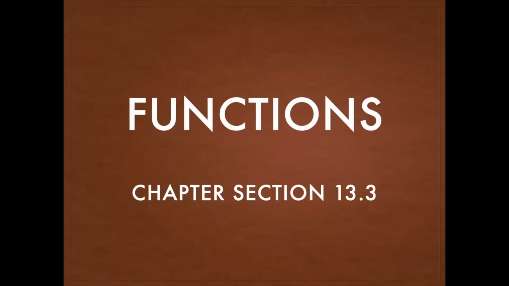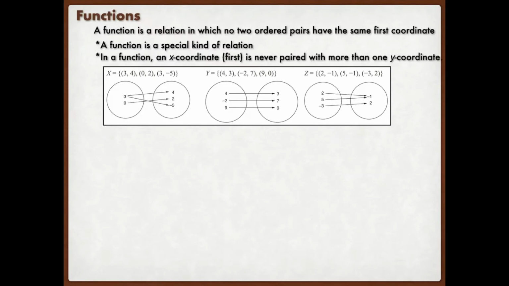Now let's talk about functions. So a function is a relation in which no ordered pairs have the same first coordinate. So we're talking about the x coordinate should not be the same. If we see 2 or 3 ordered pairs and 2 of them have the same first number, that would mean that it is not a function. So we want to make sure that no numbers for the x coordinate, that first number, are going to be the same in order for it to be a function.